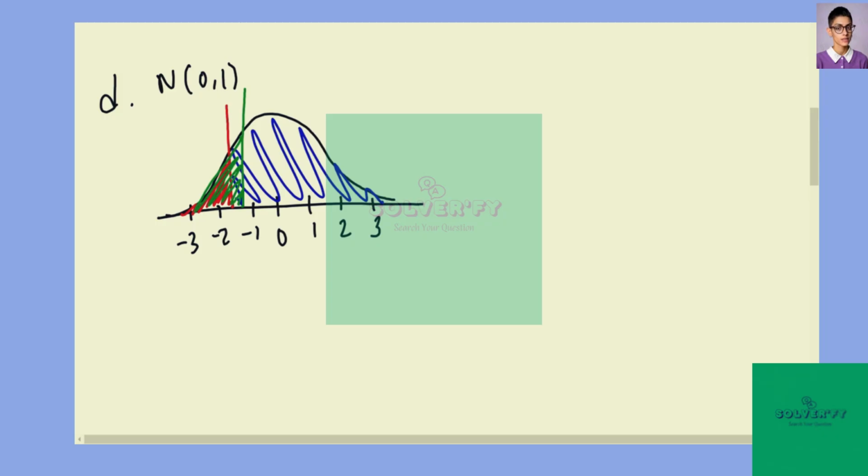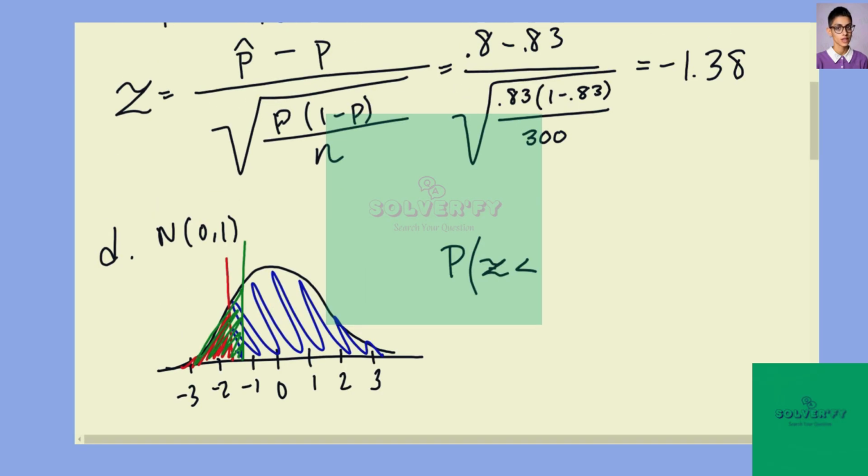And next we will find our p-value. That is the probability that z is less than or equal to negative 1.38, our test value. And the p-value is 0.083.